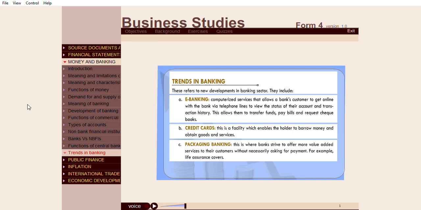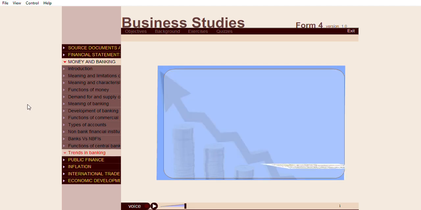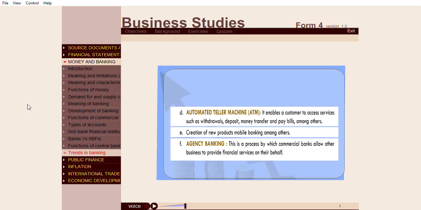Credit cards. This is a facility which enables the holder to borrow money and obtain goods and services. Packaged banking. This is where banks strive to offer more value-added services to their customers without necessarily asking for payment. For example, life assurance covers. Automated teller machine, ATM. It enables a customer to access services such as withdrawals, deposits, money transfer, and bill payment, among others. Creation of new products, mobile banking, among others.